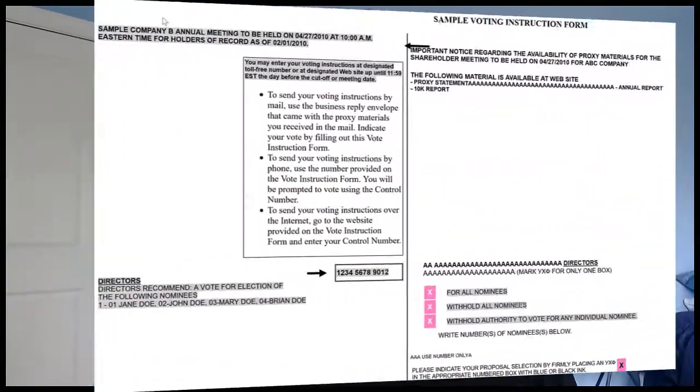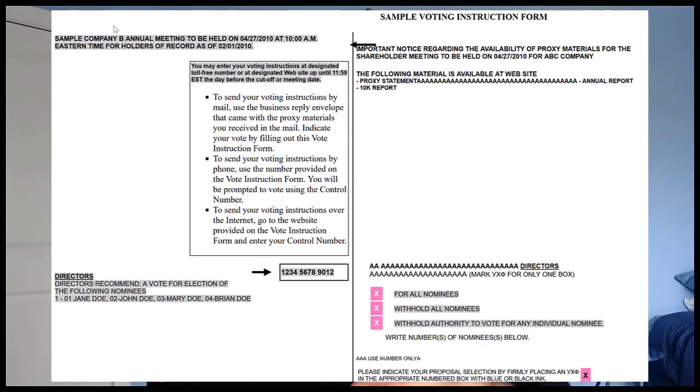So unlike proxy cards, which are directly regulated by the SEC's proxy rules, a broker and bank's obligations to beneficial owners are largely imposed by the applicable self-regulatory agent. So VIFs are governed by the NYSE's rules, the New York Stock Exchange rules, and VIFs are not required to be filed with the SEC, which is kind of funny because this sample VIF is actually posted on the SEC site.